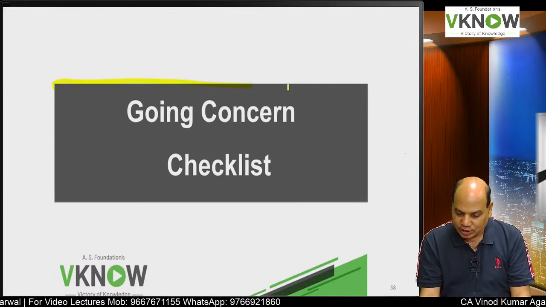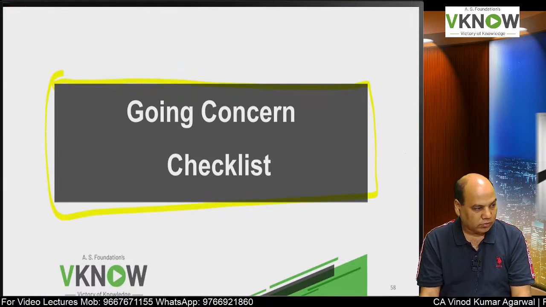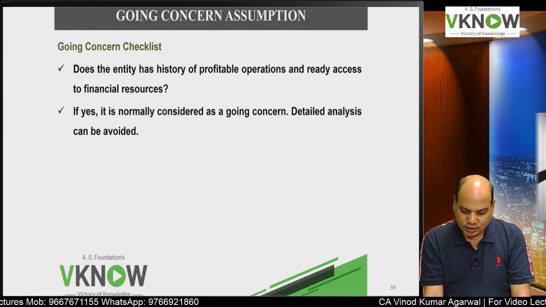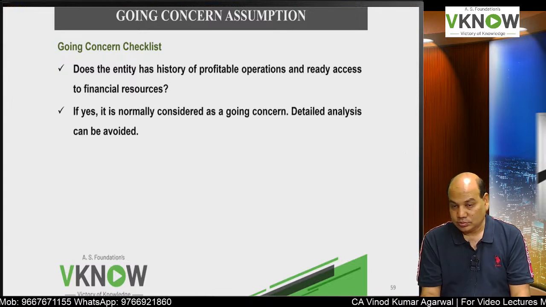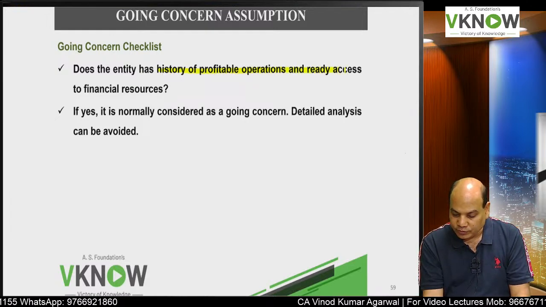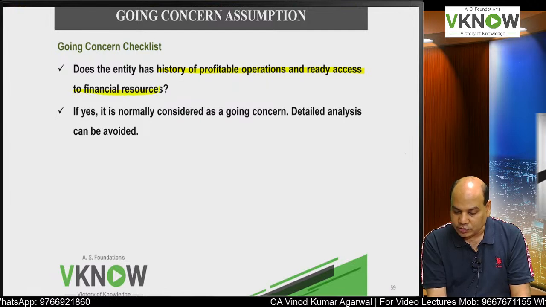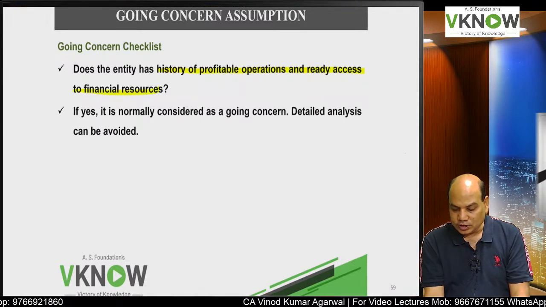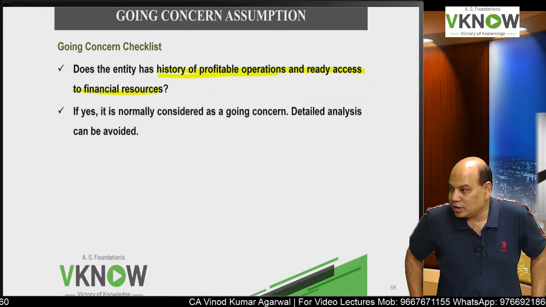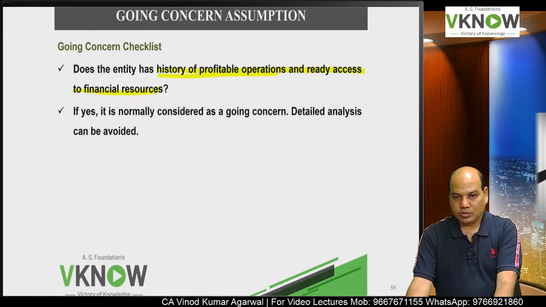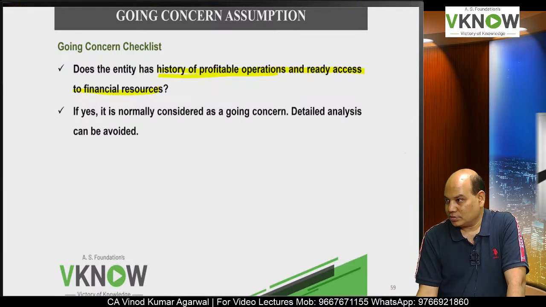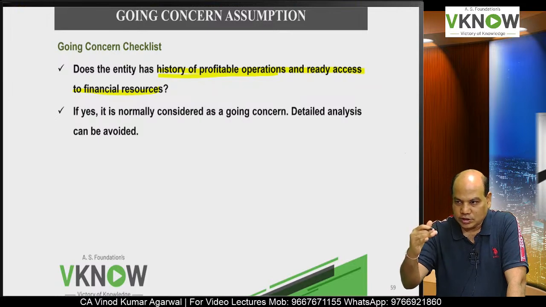One paragraph I have added from my side also. Going concern checklist. You have to check as an auditor or as a management team also whether our entity is a going concern or not. Check the history of profitability and ready access to financial resources. If company does not have history of profitable operation, year after year, they are making losses. Okay, no harm in making losses, but then can you raise the funds to continue the operations? Because if you are making losses, it means your net worth is getting eroded.